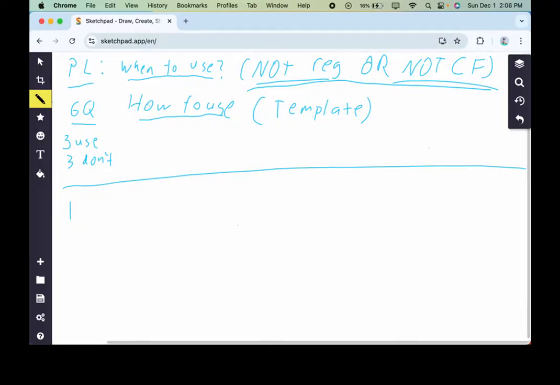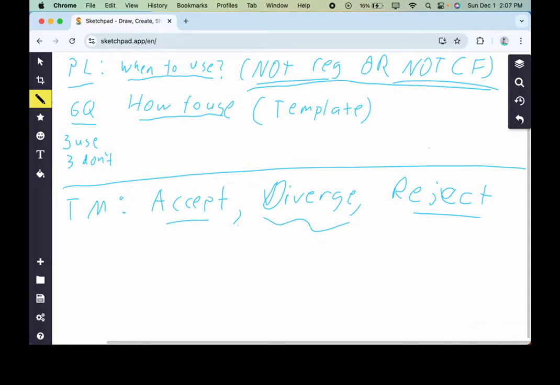Next, Turing machines. What do I need to know for Turing machines? You want to know how to make an accepting string, a diverging string, and a rejecting string. Now, we're going to see that there are a couple of different types of Turing machines. There are ones that will end up accepting or rejecting and not diverging, and there will be some that do diverge. So we're going to learn how to identify each of these.